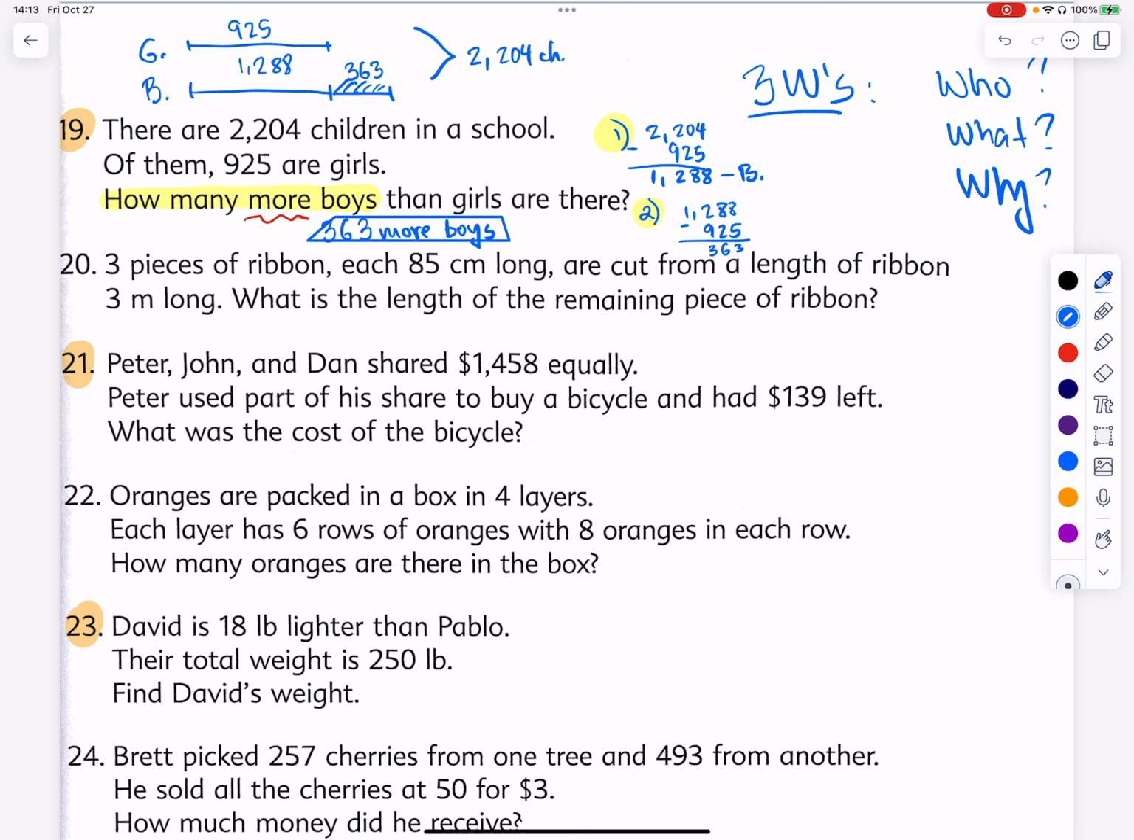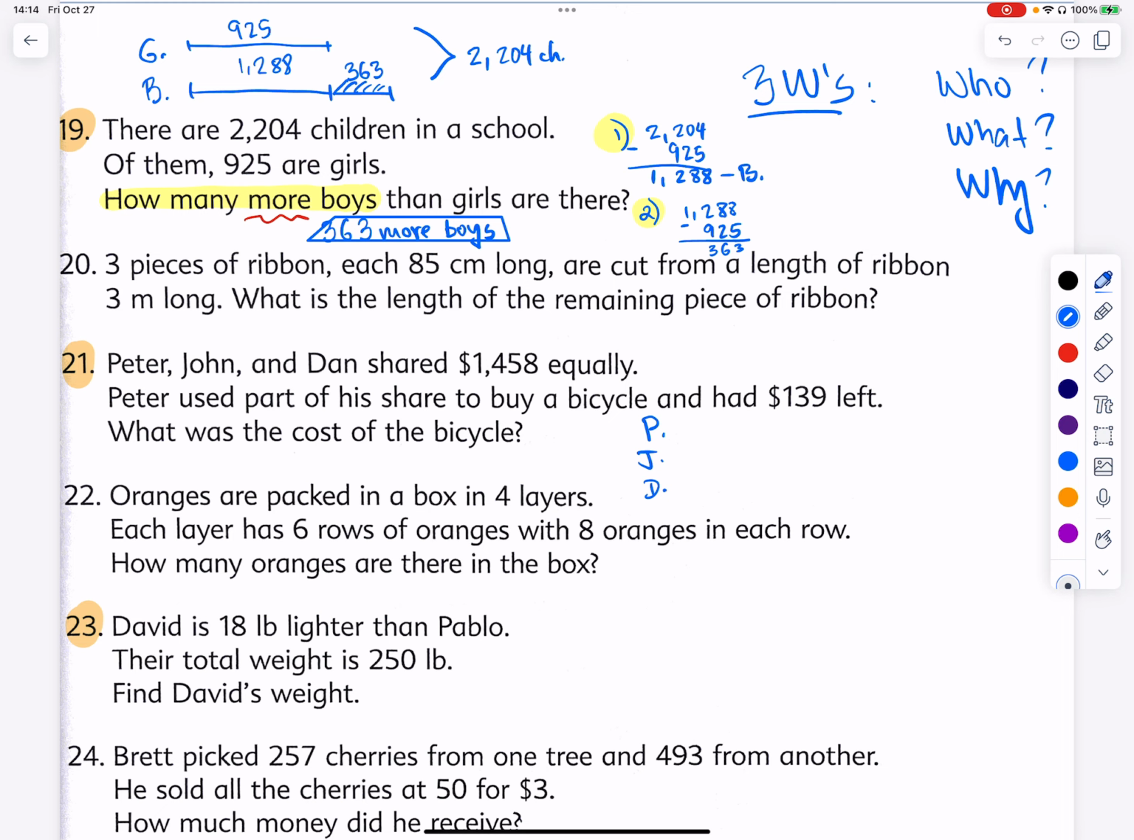Who is this problem talking about? Well, we have three characters. Let's put them down. P for Peter, J for John, and D for Dan. Notice I write only what is necessary. I only write the first initials.